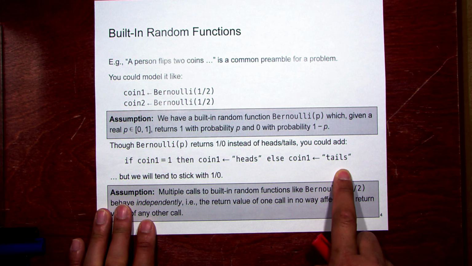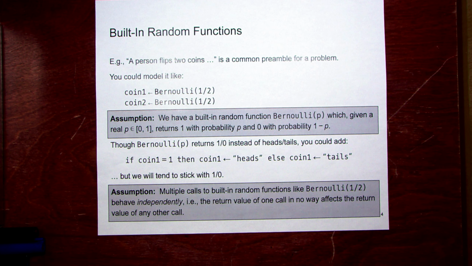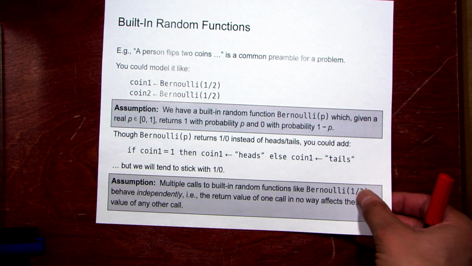We could do that if we wanted to, but we're going to try to stick to 0s and 1s, because mathematically it's easier. Furthermore, subsequent calls to these randomized functions behave independently. And this is sort of how we expect fair coins and fair dice, even unfair coins and unfair dice, to behave: they have no memory. Calls to one do not affect future calls to the same thing.